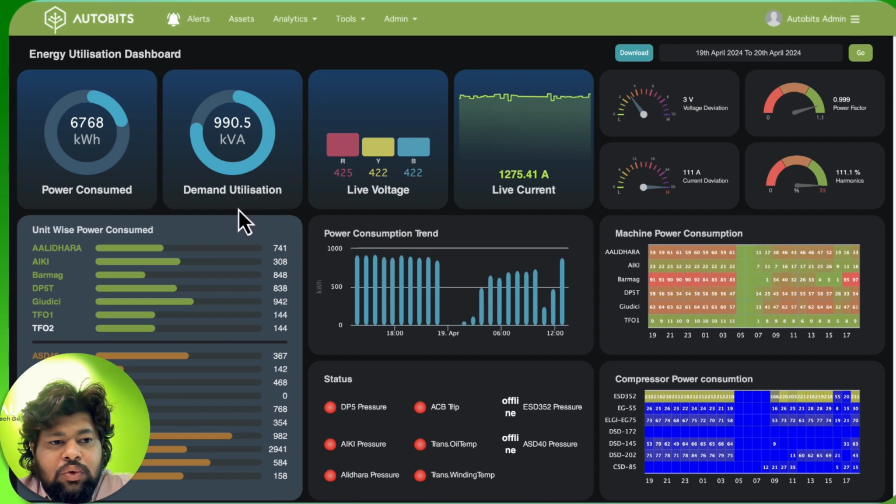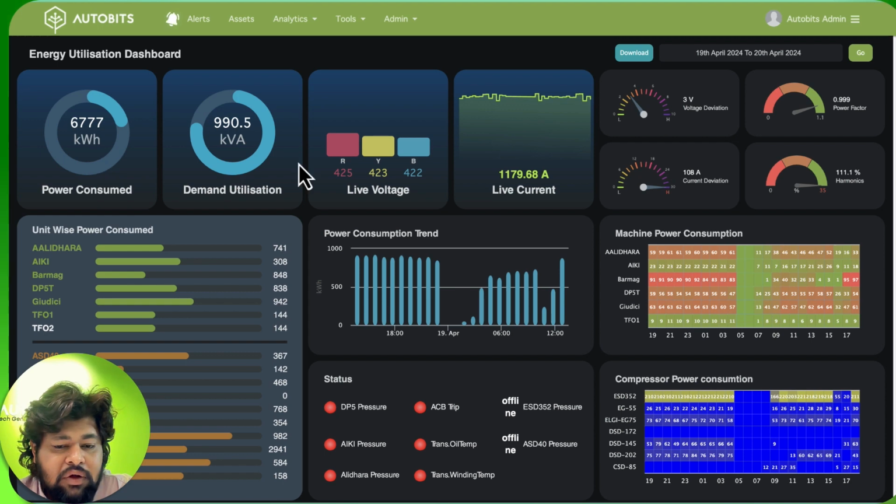Now I'll come to the dashboard. This dashboard is a simple and plain dashboard in which you are able to see what is happening with regard to energy in the factory. So we are seeing the power consumed and the demand utilization. Power consumed is very less, so we only consumed around 25 to 30% power. Demand utilization is almost at 75-80%.